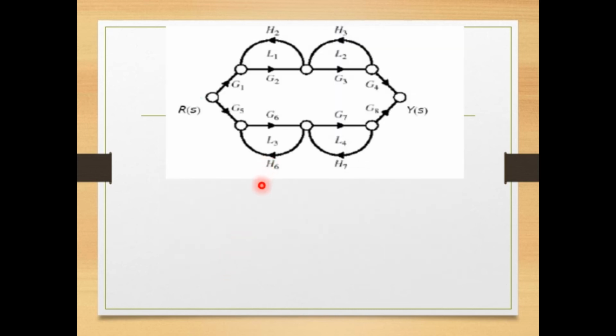So our first forward path has a gain G1, G2, G3, G4. The second forward path has a gain G5, G6, G7 and G8. So I'll write the first forward path gain as P1, which is G1, G2, G3, G4, and the second forward path has a gain P2, which is G5, G6, G7, G8.